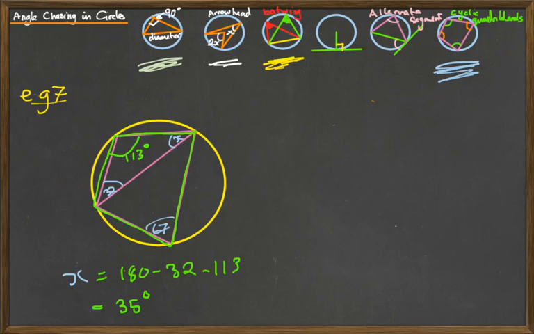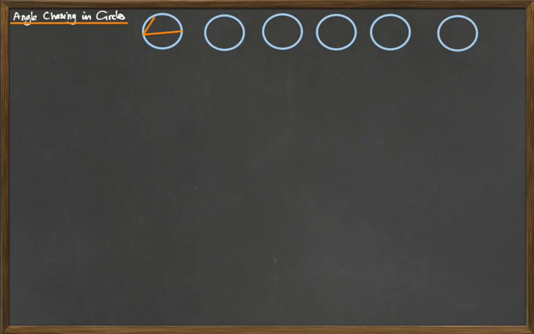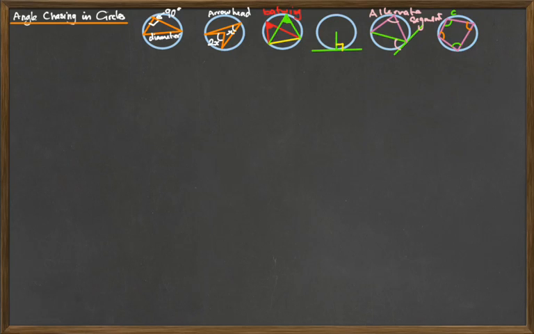And finally, this here is the cyclic quadrilateral theorem. So opposite angles in cyclic quadrilaterals add up to 180. So those orange angles there add up to 180 and those green angles add up to 180. So we're going to look at how to apply this to questions.